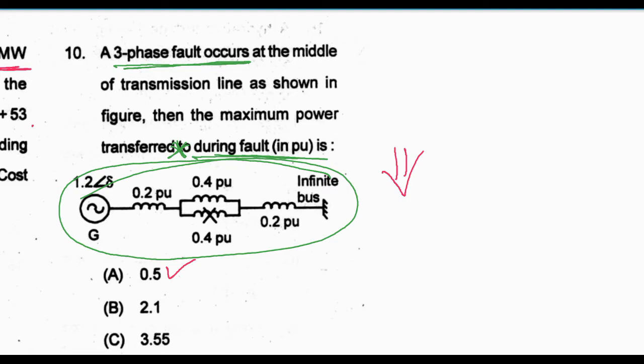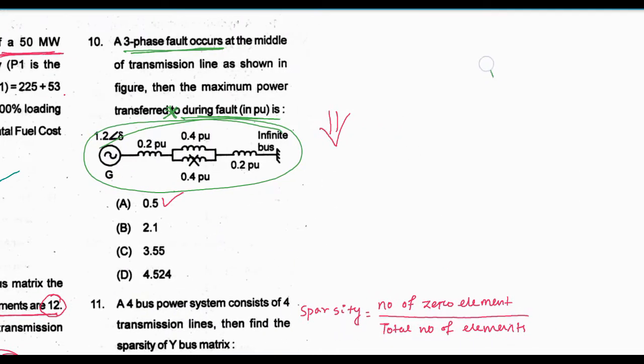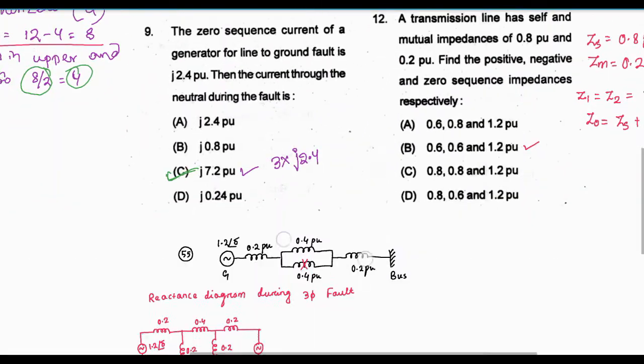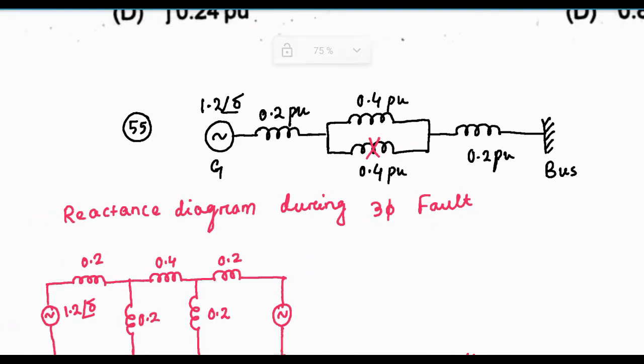I have copied this circuit below, because this is a lengthy process and we cannot solve it in this much space. So this is the circuit, and we have to find the power transfer during the fault. The fault is occurring at this cross at the lower line. So first we have to draw the reactance diagram.